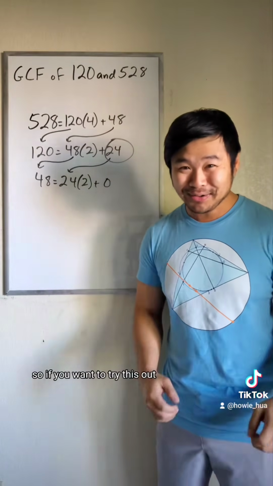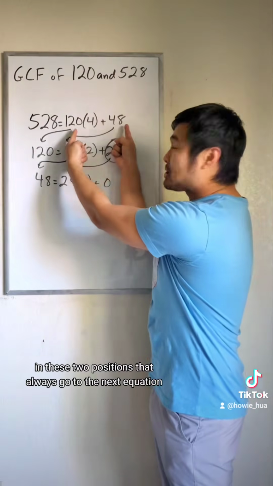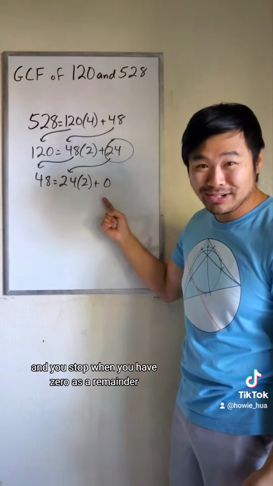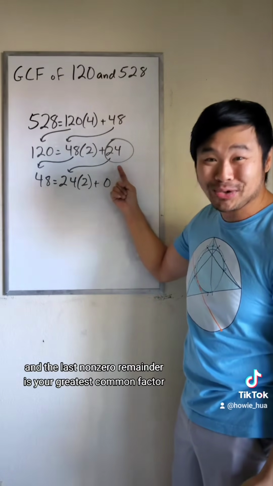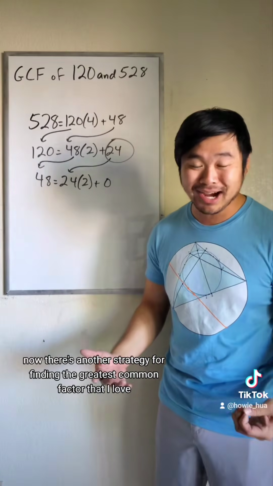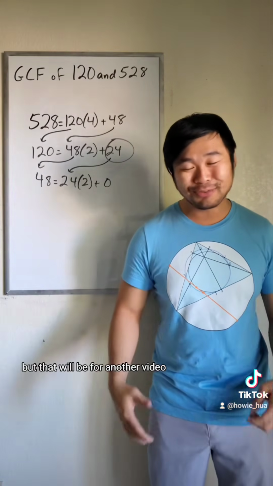So if you want to try this out, remember that it's the numbers in these two positions that always go to the next equation. And you stop when you have 0 as a remainder, and the last non-zero remainder is your greatest common factor. Now, there's another strategy for finding the greatest common factor that I love, but that will be for another video.